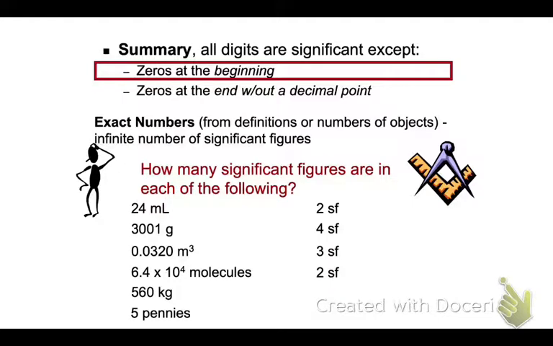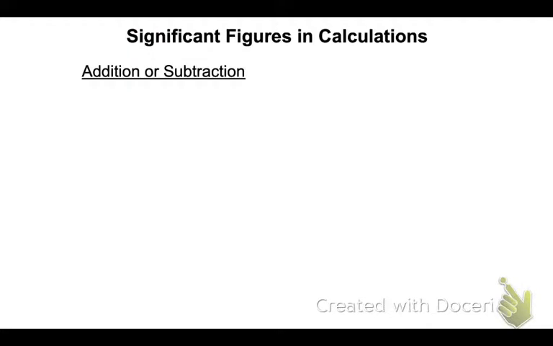560 kilogram, that is ambiguous. If I don't have a decimal point, it's 2. If I have a decimal point, it's 3. 5 pennies. Think about that for a second. How many sig fig? Do you think it's 1? No. It cannot be, because you can count the pennies, and because it is exact, then it does have an infinite number of sig fig.